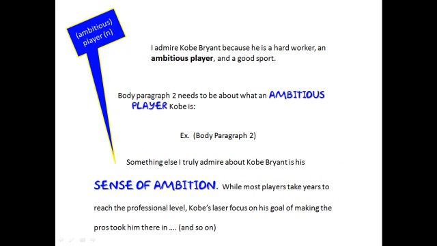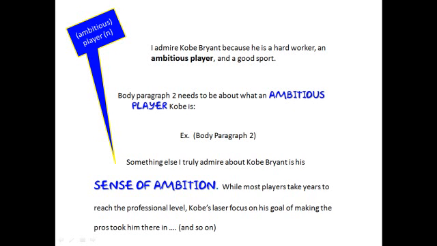Our second point in our thesis statement was that Kobe is an ambitious player. That's the one we had to fiddle with to make sure that it was parallel. So body paragraph 2 needs to be about what an ambitious player Kobe is. Something else I truly admire about Kobe Bryant is his sense of ambition. While most players take years to reach the professional level, Kobe's laser focus on his goal of making the pros took him there. And we didn't finish that paragraph either.